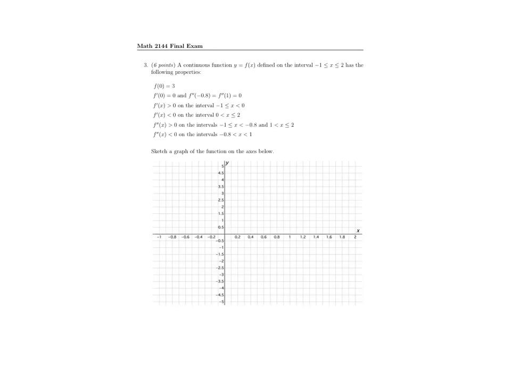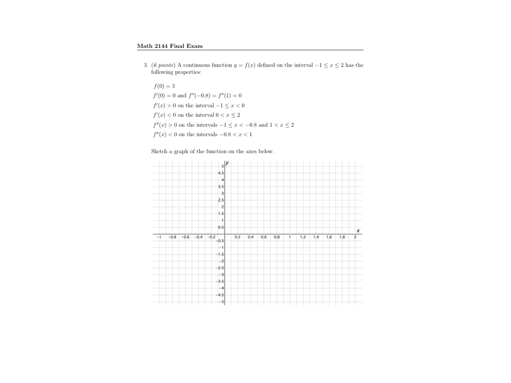Looking at the next page, we have a continuous function y of f of x defined over the interval of -1 to 2. We have a couple of properties that are given to it as well. We're saying that we know f of 0 is 3, f prime of 0 is 0, f double prime of -0.8 is equal to f double prime of 1, which is equal to 0. So with all of this information, we have to draw out some key points.